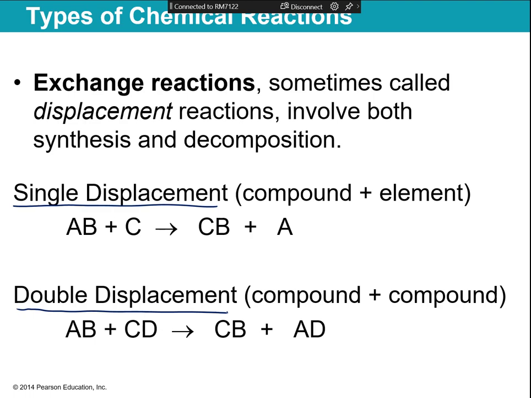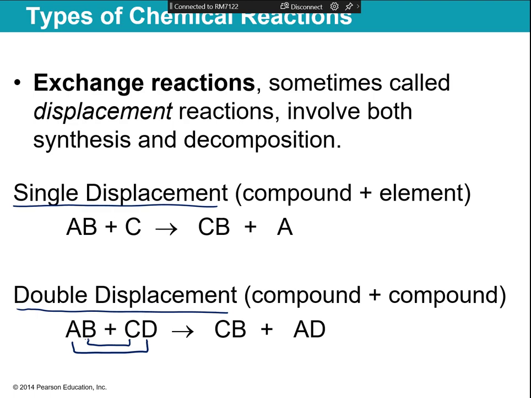The bottom one, though, is a double displacement. In a double displacement, I have two compounds, and those two compounds swap partners. In that bottom one, do you see where A combines with D, C combines with B? It's almost always the outside pairs and the inside pairs in a double displacement that end up combining. You can recognize this because you have two compounds making two different compounds. Single displacement will be an element and a compound making an element and a compound.